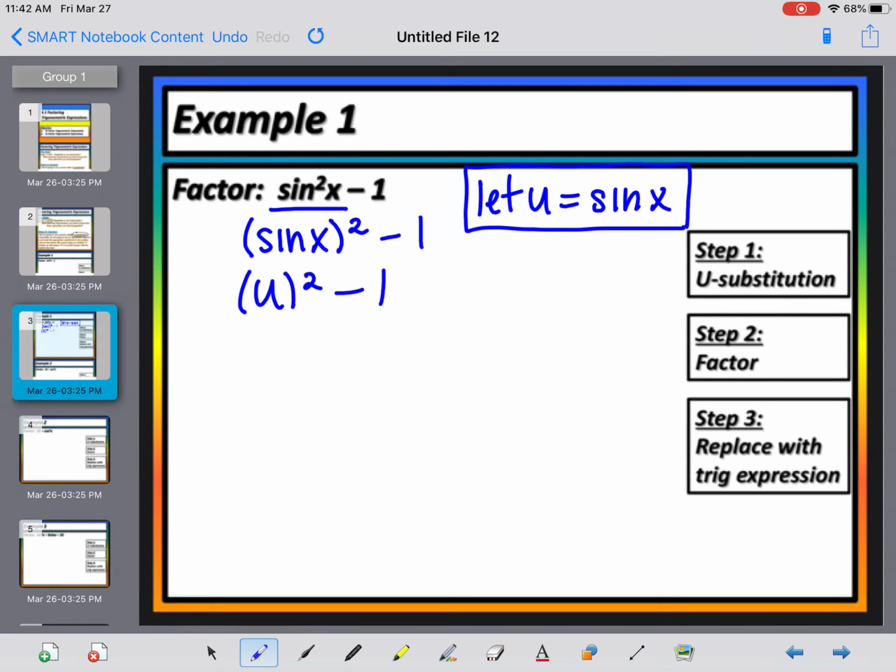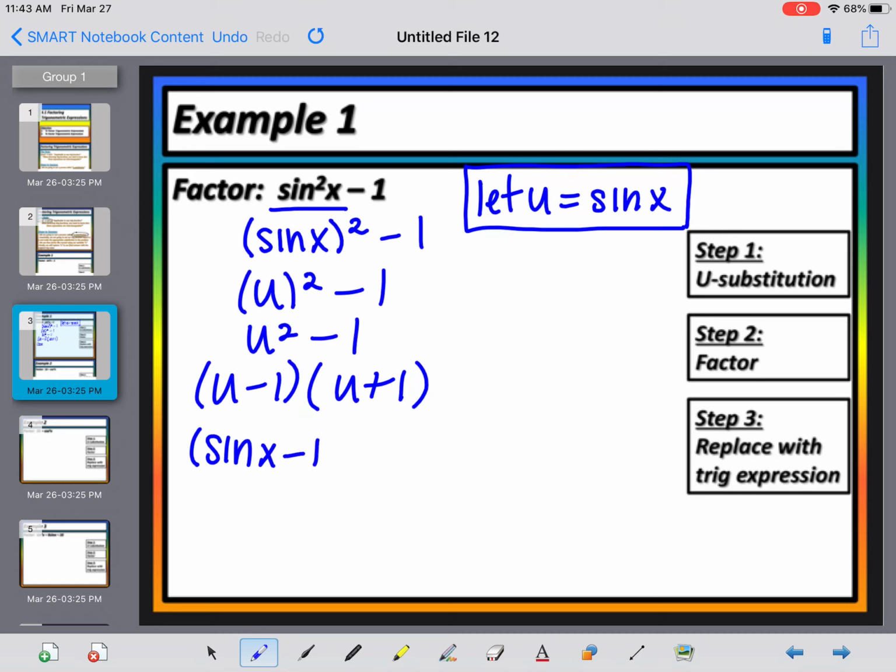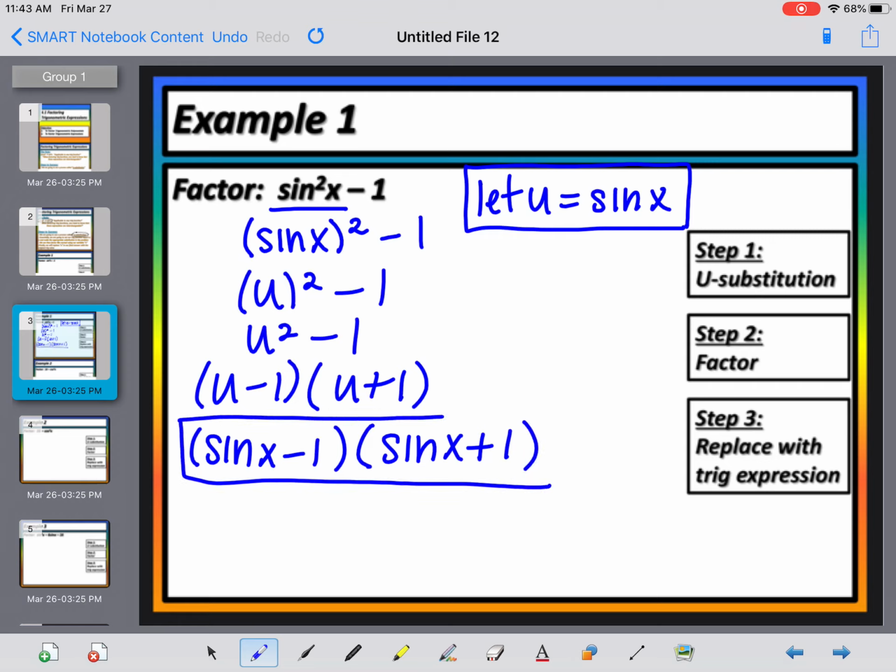So this is really u squared minus 1. Drop the parentheses. Well, this is a lot easier to look at and to try and factor now. So u squared minus 1, we know that this is a difference of squares. So this is u minus 1, u plus 1. And then now that it's fully factored, we're going to replace our u substitution back with our trig function. So sine of x minus 1, sine of x plus 1. So that's our factored trig expression.